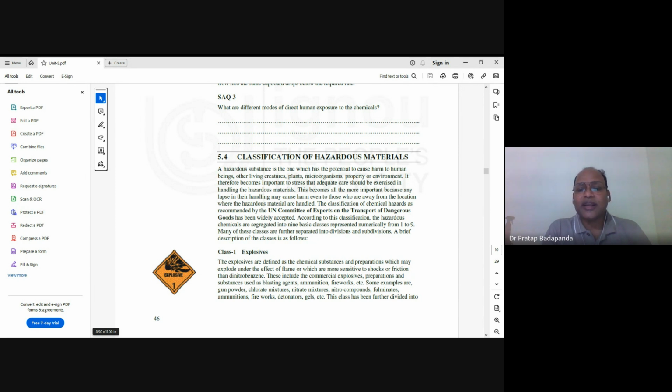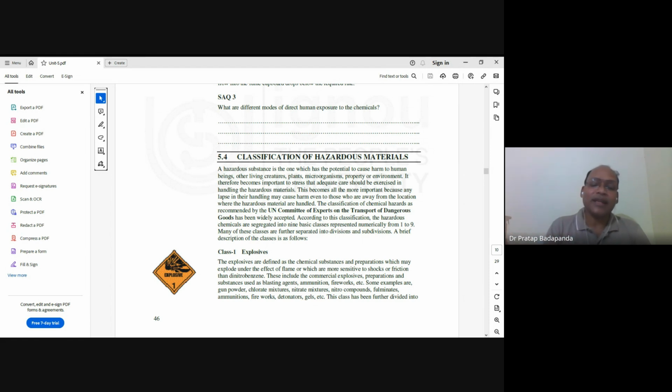Explosives are defined as chemical substances and preparations which may explode under certain conditions. See, there is a mark. If a chemical has a mark, you have to understand the mark. Like when you go to the RTO to get a driving license, you have to understand the road signs. What is the symbol of this one? What symbol is indicating this one? What is this? A track is given, like that.